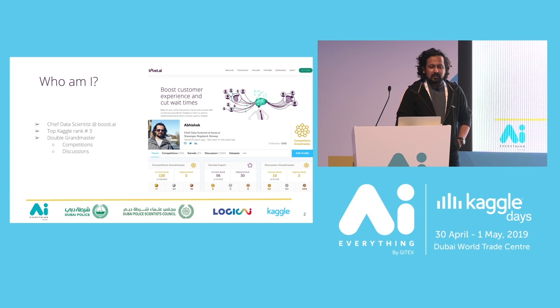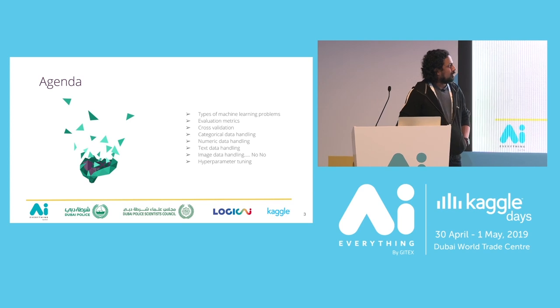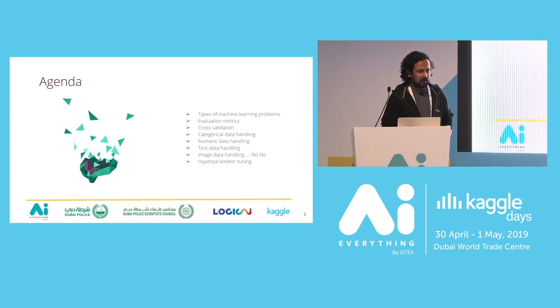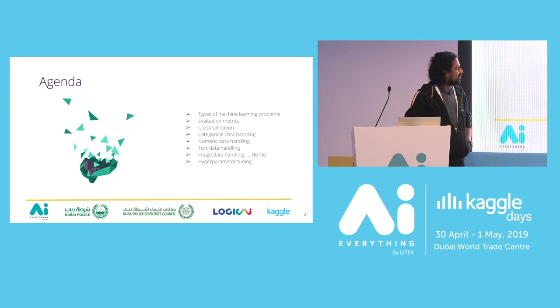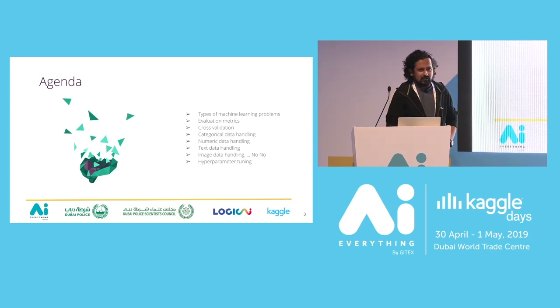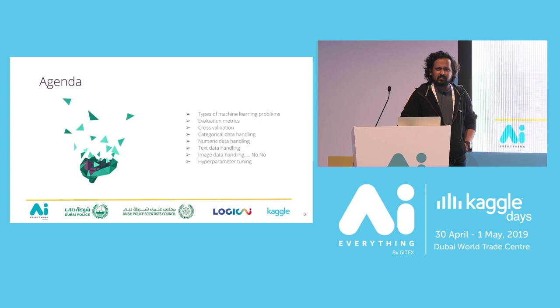The agenda of today's talk would be to see what the different types of machine learning problems are. I think everyone is talking about that. We'll go through some evaluation metrics and cross-validation. We'll also look at categorical data handling, numeric data and text data, and no image data. But we'll take a look at hyperparameter tuning. And I think that's basically it. You don't need anything more than that, right?